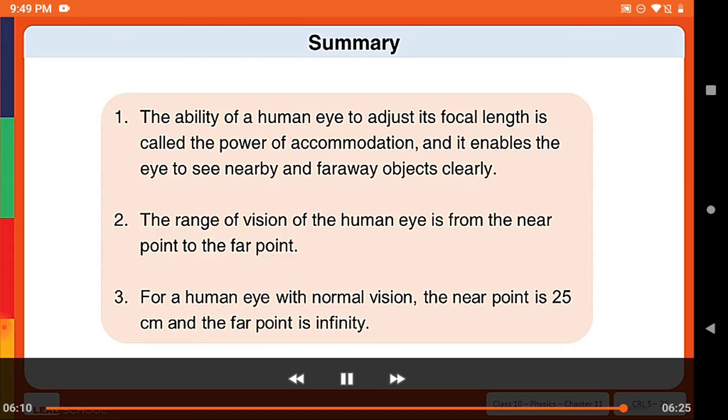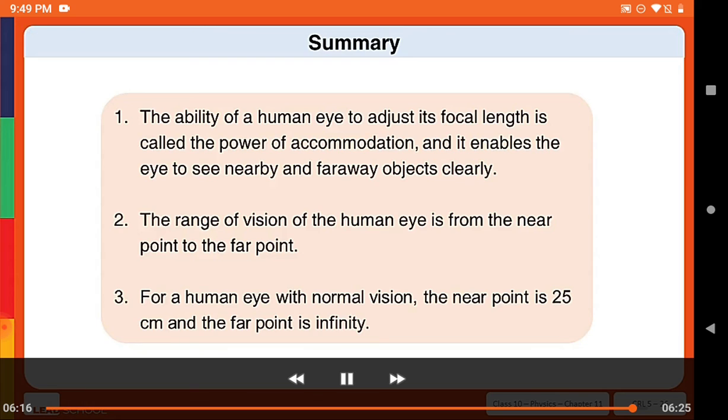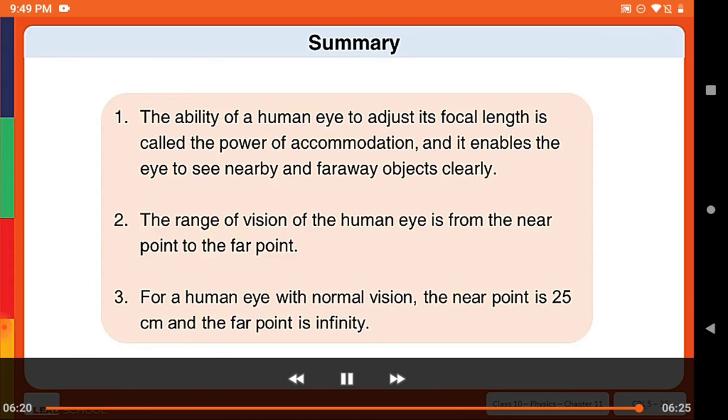The range of vision of the human eye is from the near point to the far point. For a human eye with normal vision, the near point is 25 cm and the far point is infinity.